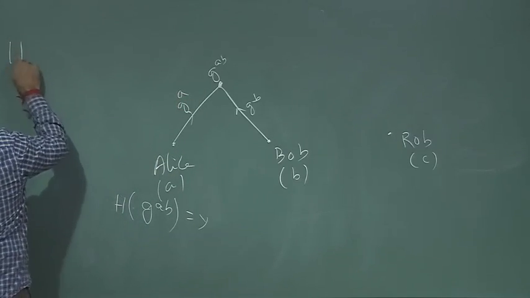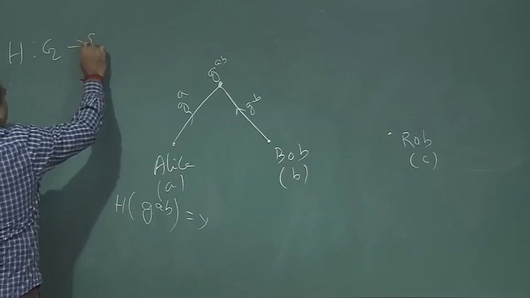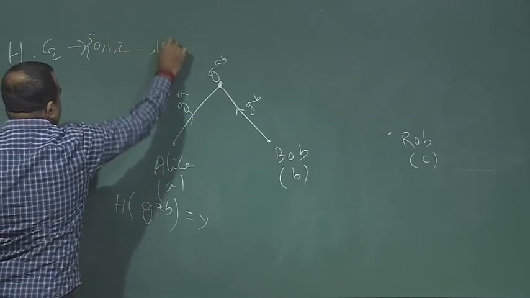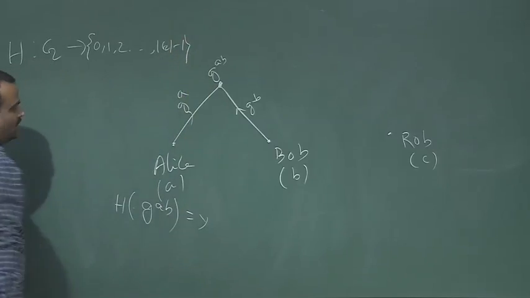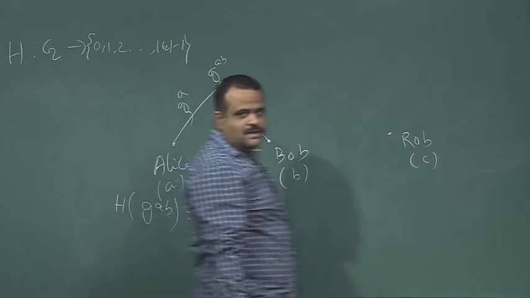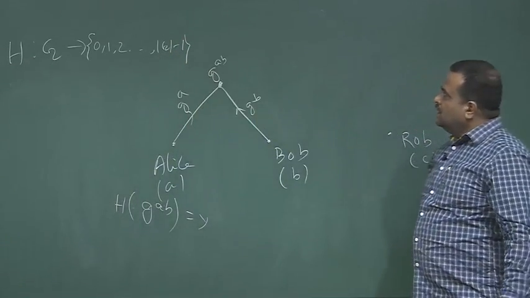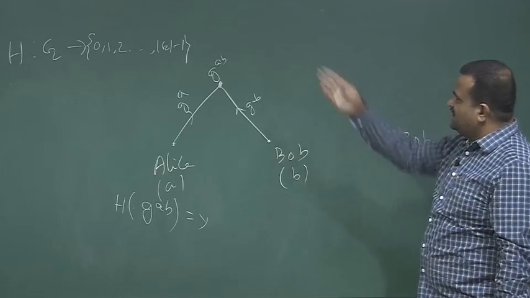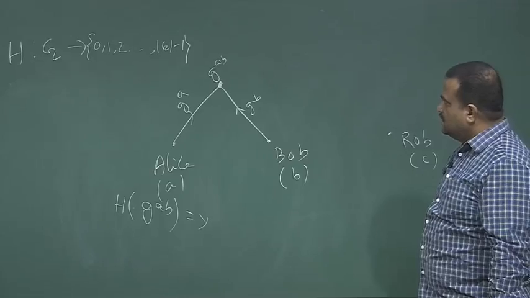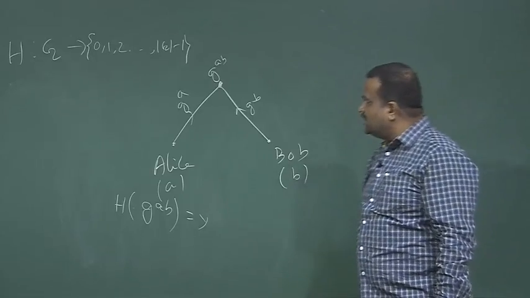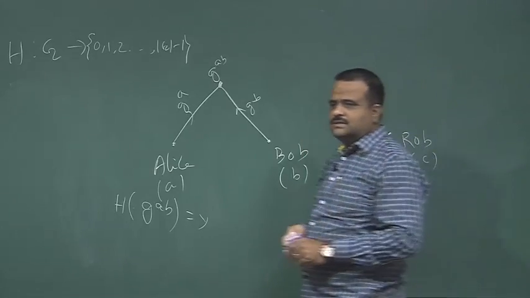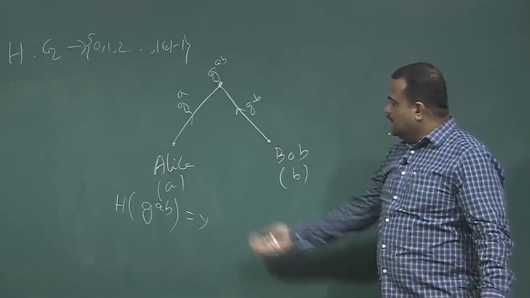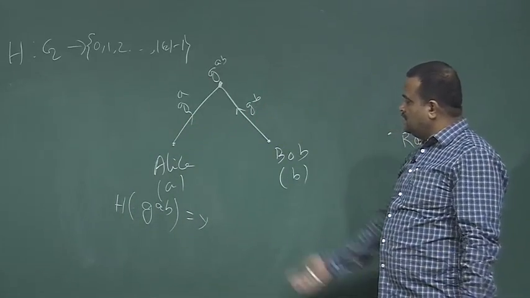So, we want a hash function to be G2. So, maybe 0, 1, 2 up to the order of the group. I mean here we are dealing with P, so it is basically P minus 1, or in general it is the order of the group. So, if we apply this hash function, which is a digest function, on this, it will give us Y.